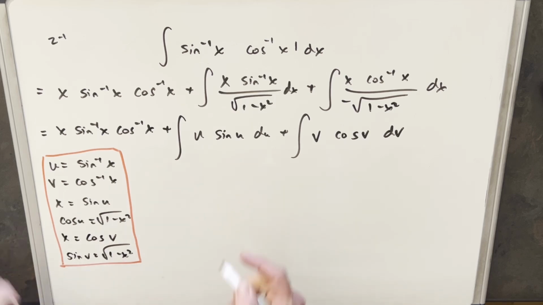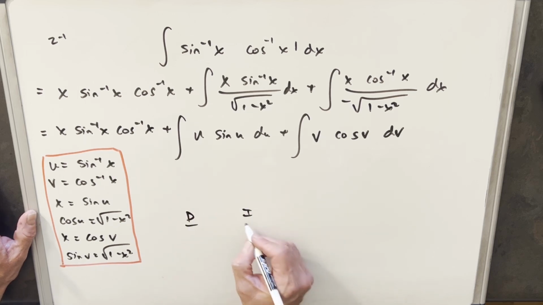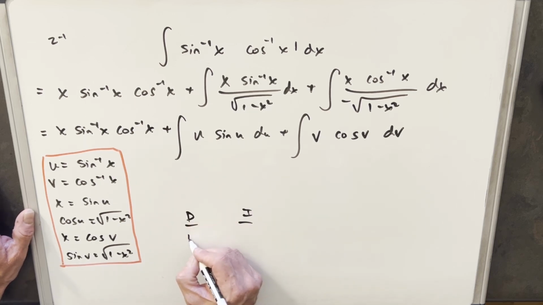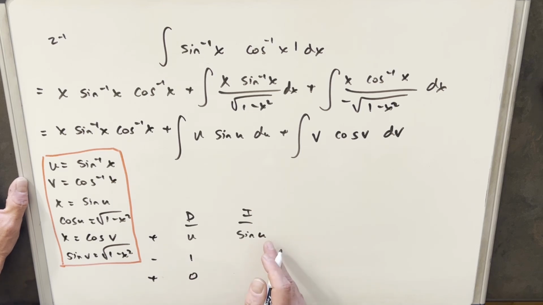So starting here, we'll do our DI method on this u sine u integral. We'll set up our D and our I. I'm just going to differentiate u and integrate sine u. In doing that, we'll differentiate this 2 times. So we differentiate u, we get 1. We differentiate 1, we get 0. Here we integrate sine u, and that's going to give me minus cosine u. And then integrating again is going to give me minus sine u.